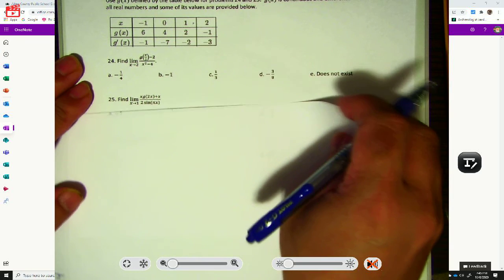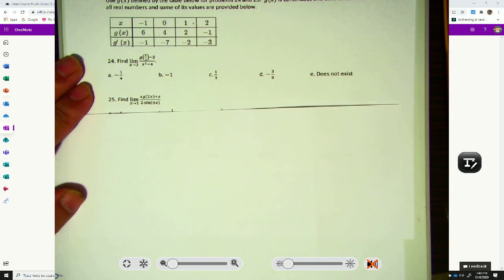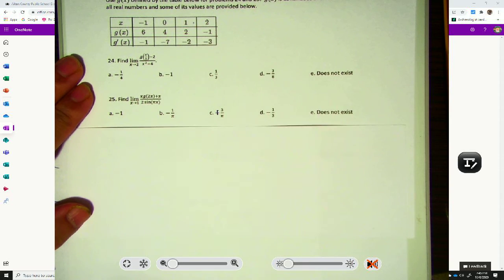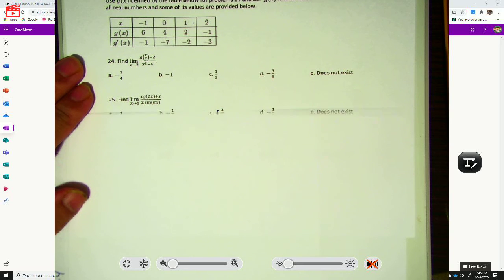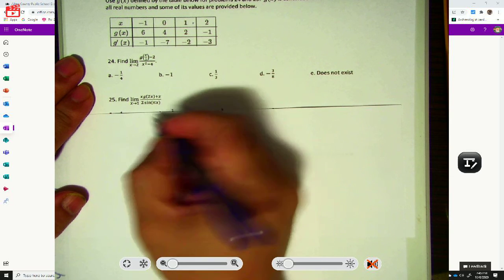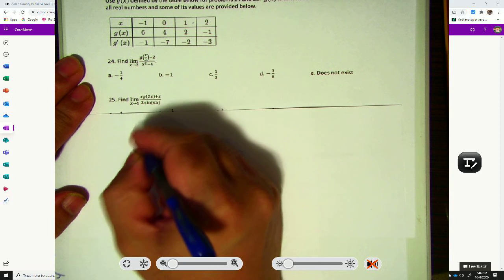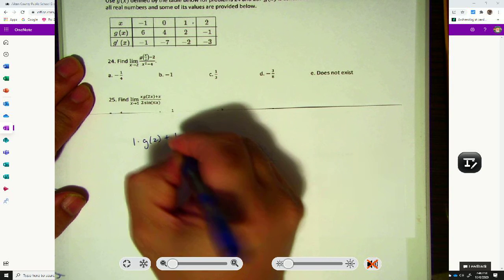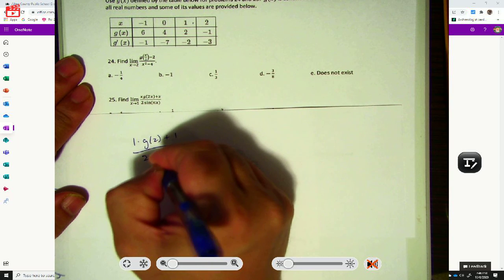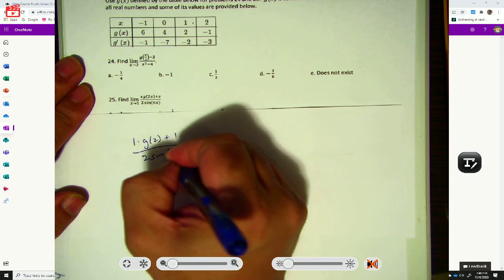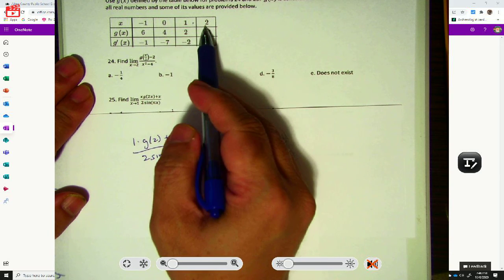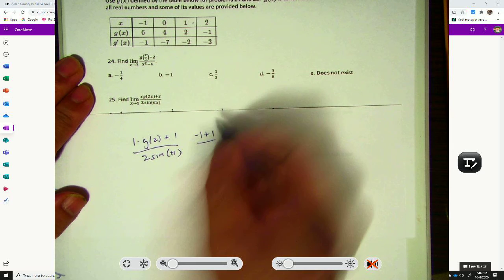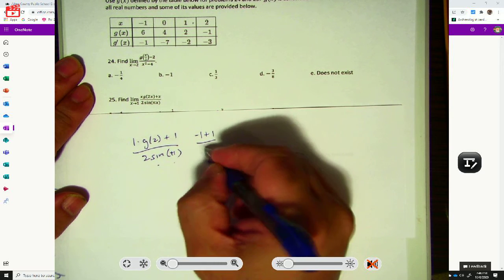Let's look at 25. By the way, there's a typo on 25. This choice C should be a positive 3 over pi. Alright, so plug in the 1 to see what you get. So it's 1 times g of 2 plus 1 over 2 times the sine of pi times 1, which is pi. What is g of 2? g of 2 is negative 1, so what you have is negative 1 plus 1. So the numerator is going to 0. Sine of pi is 0, so you have 0 over 0.